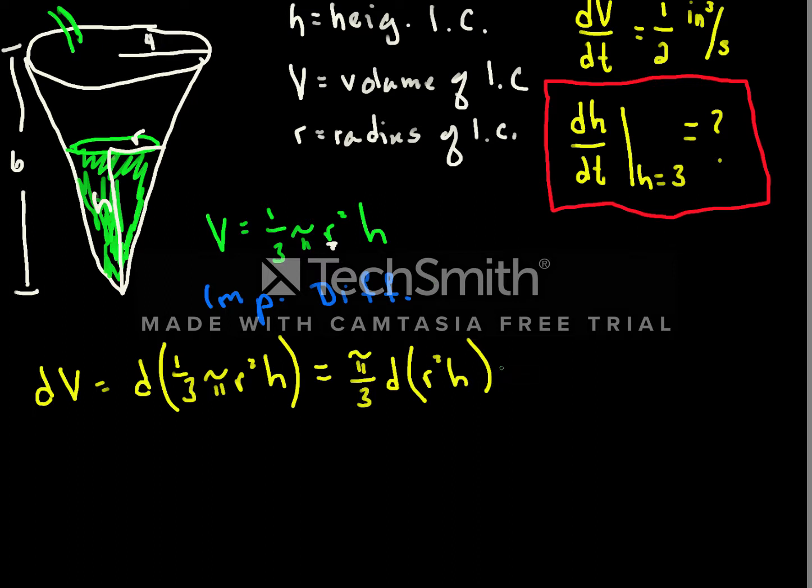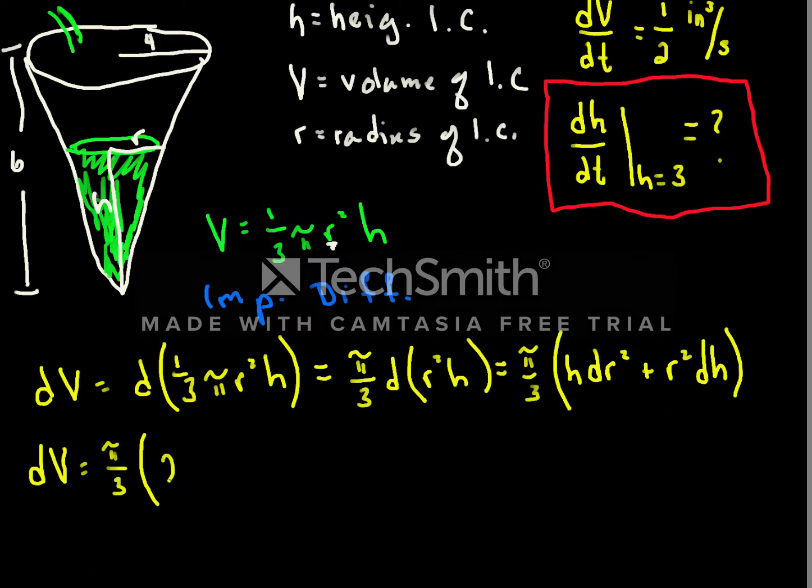And so I've got to use the product rule. This is pi over 3 times, so product rule is h d r squared plus r squared dh. Right, that's just the product rule. And then d r squared will be 2r dr. So I can write down here that dv is pi over 3 times the quantity 2rh dr plus r squared dh. And I want to know what dh dt is.